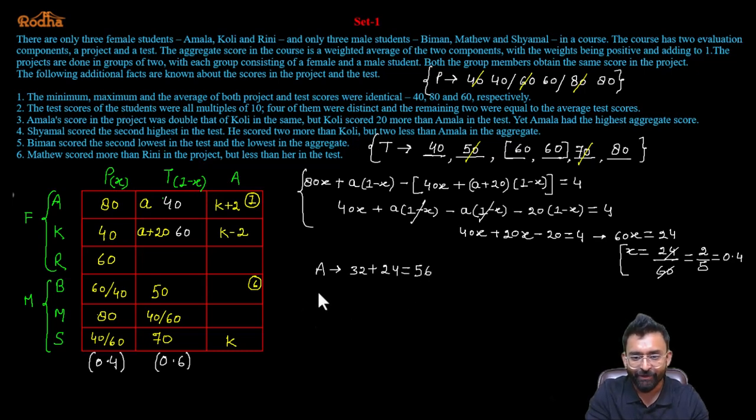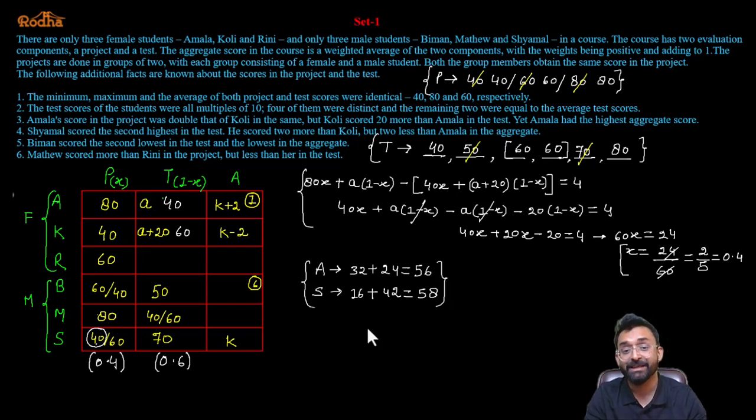Fine. And if I look at Shamal's minimum score, minimum can be in the case of 40. So 40 into 0.4, which is 16, and 70 into 0.6 is 42. That will make it 58. That means in this scenario, श्यामल का स्कोर एग्रीगेट अमला के एग्रीगेट स्कोर से क्या है, ज़्यादा है. इसका मतलब अमला का जो स्कोर होगा टेस्ट में, that cannot be equal to 40.